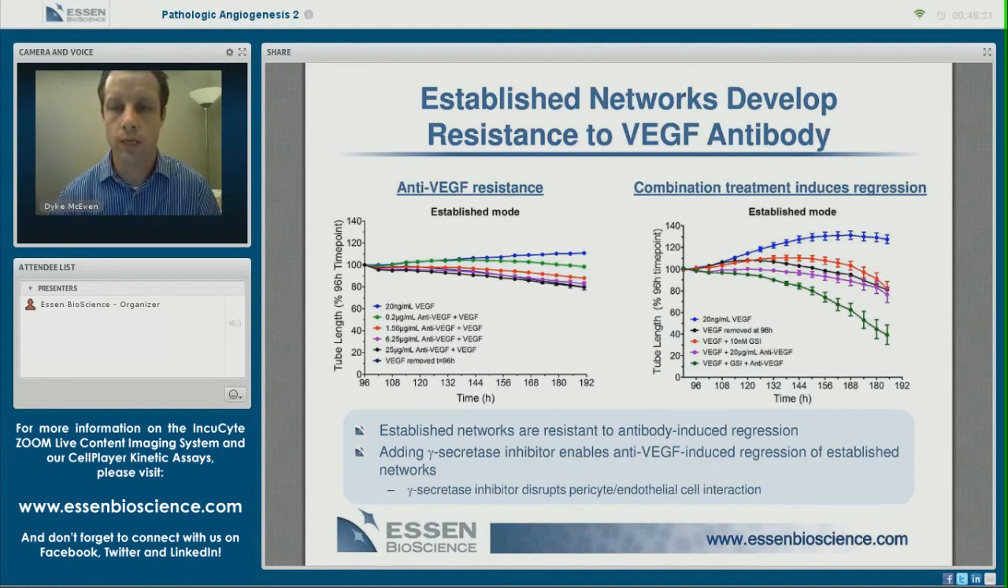So when we use either of these agents by themselves, the gamma secretase inhibitor or the anti-VEGF antibody, they seem to neutralize the VEGF response when fresh VEGF is added at 96 hours, but they're unable to induce significant tube regression in this model. However, when we add these agents in combination, we see a significant, about 60 to 70% regression of these established networks.